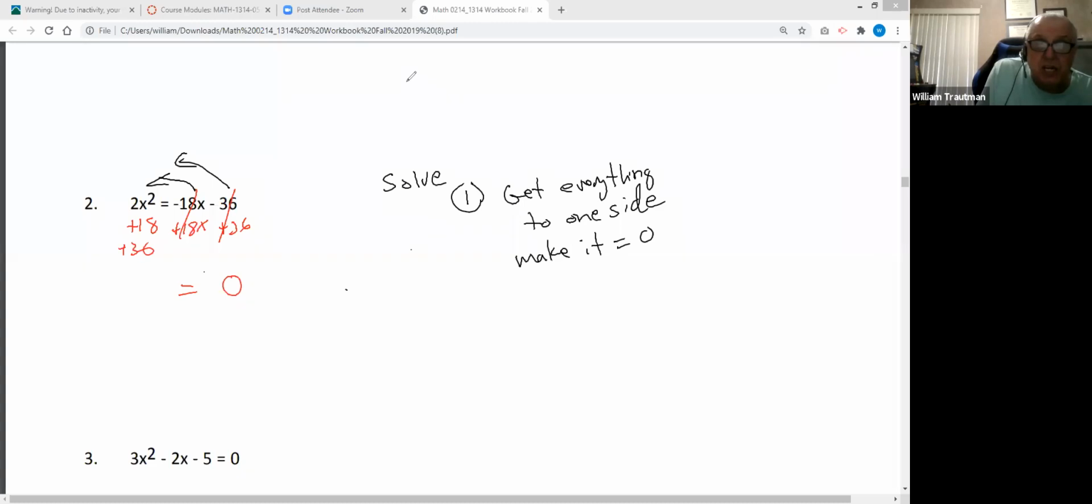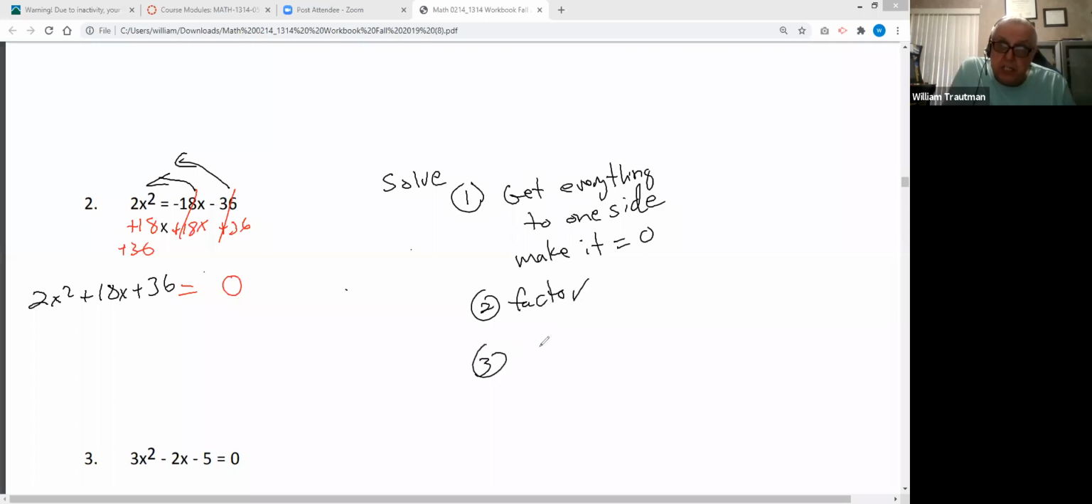The left side, you can't add x squares with x's, so I have 2x squared plus 18x plus 36. So I just took everything to the other side. If it's a minus 18, you add 18. Minus 36, you add 36. Now we factor.